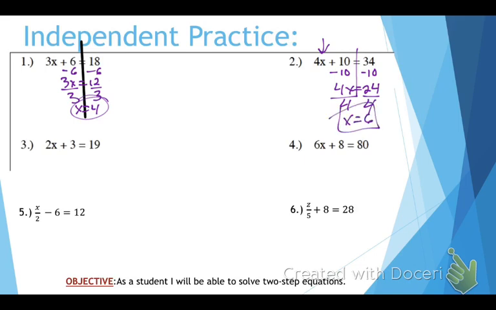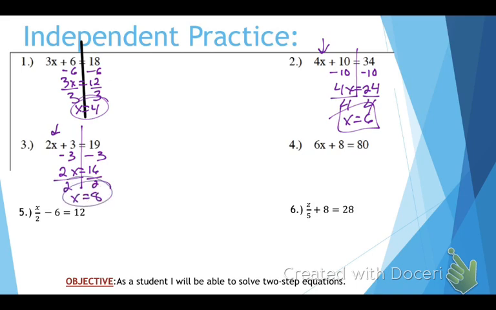I know I'm moving fast. x equals 6 is our answer. Number 3, draw our line. Find our variable. We have to get rid of the stuff attached to it. Let's get rid of adding 3 by subtracting 3 from both sides. So we get 2x is equal to 16. We need to divide both sides by 2, and that gives us x equals 8.